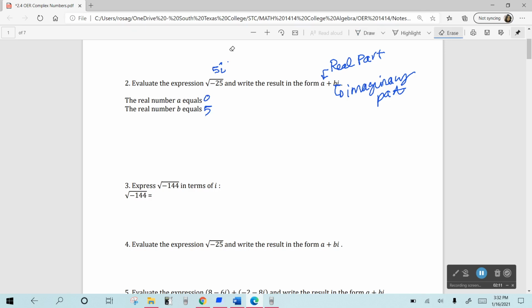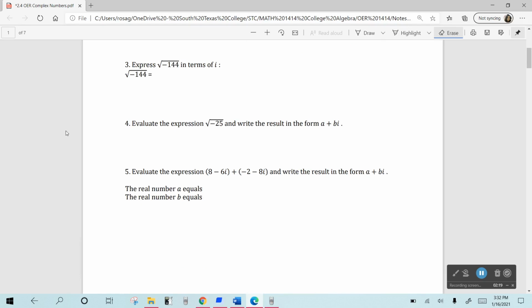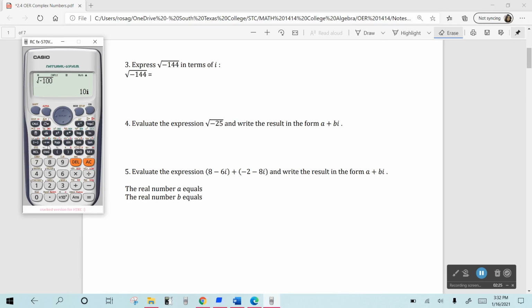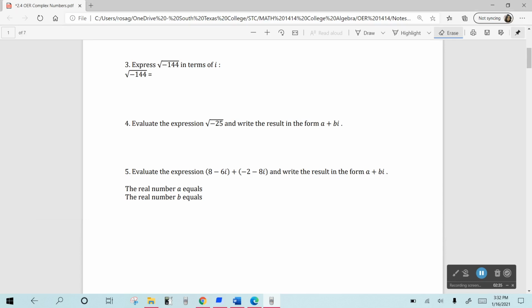And the number next to the i is always your b. So that would be a 5. Don't put the i because they just want the real number that b equals to. And then over here, express this in terms of i. Same thing, if you put it in your calculator, you get 12i. If you don't have a calculator, you can put just the square root of 144, and that gives you 12. And then the negative inside the root, you put an i.